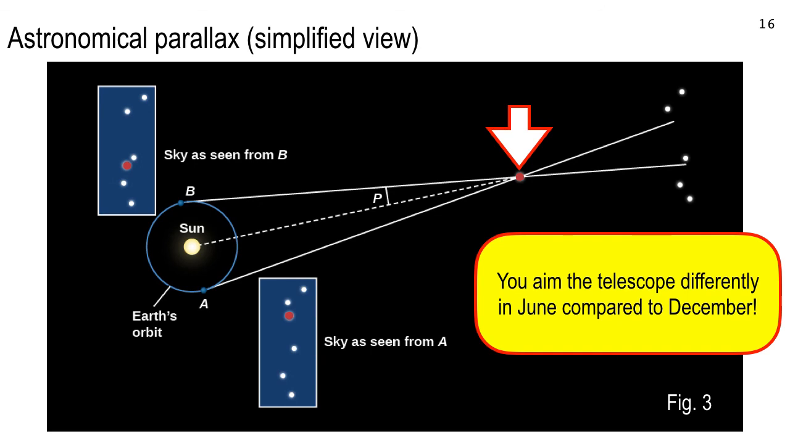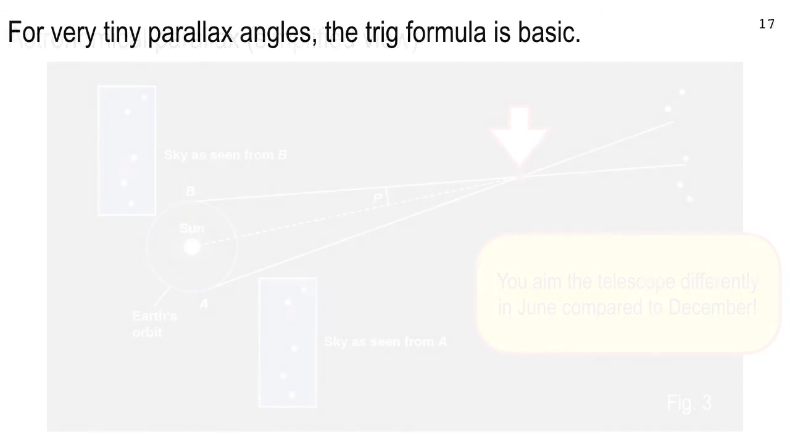Okay. Now, as I said, this target here is a little bit unrealistic for astronomical parallax, because this is for something inside the solar system, for which we have other methods of measuring. But for stars that are nearby, like Alpha Centauri and 51 Cygni and all the others, we have very, very tiny parallax angles. And so the trig formula for it is pretty basic.